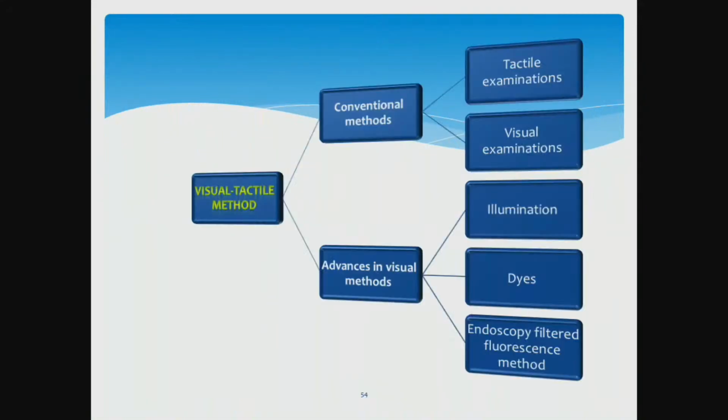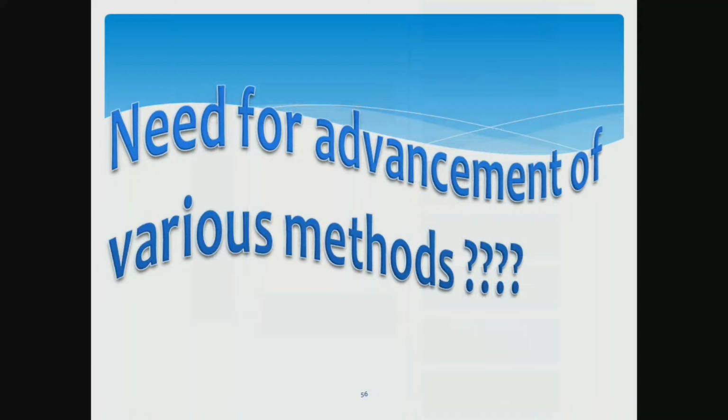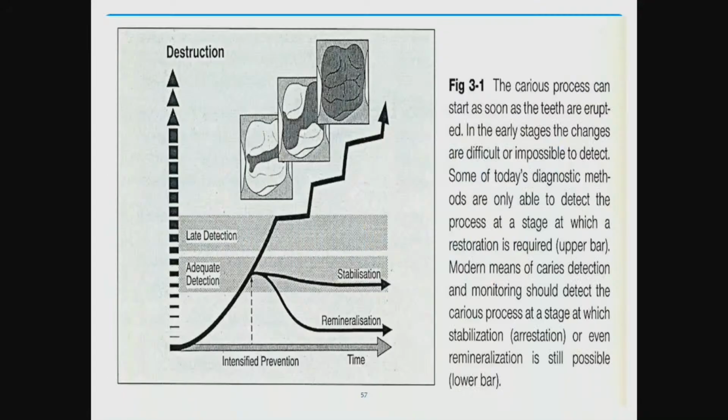It can be visually checked. You can have a visual examination. Then we have different kinds of dyes. Recently, an endoscopy filtered fluorescence method has also come. These are all the advanced methods. Coming on to the conventional method, take an X-ray. We have these small IOP X-rays. We have digital imaging, and with recent advances you can go for MR imaging, that is magnetic resonance microimaging. So what is the need for advancement of various methods?